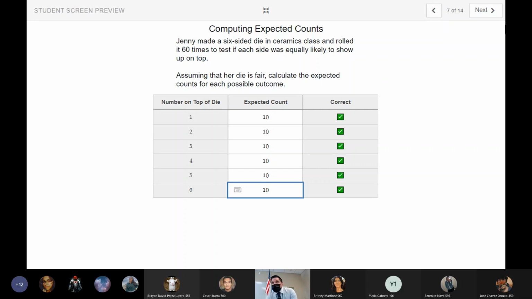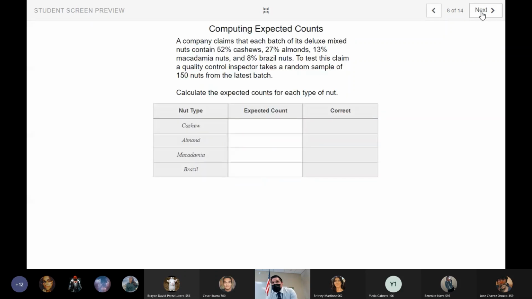So here's our next question. We're going to do expected counts again. However, this one is not an equally likely situation. Right, so we have a company that claims that each batch of its deluxe mixed nuts contain 52% cashews, 27% almonds, 13% macadamia nuts, and 8% Brazil nuts. To test this claim, a quality control inspector takes a random sample of 150 nuts from the latest batch. Calculate the expected counts for each type of nut.